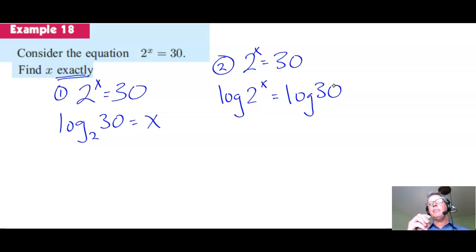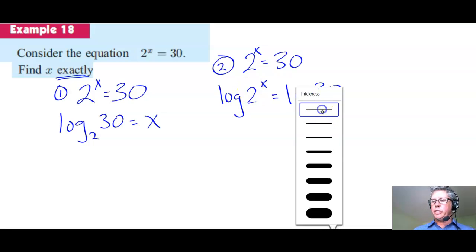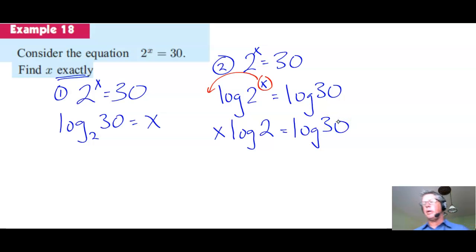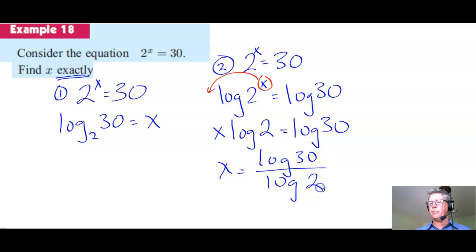Oh yeah, law number 3. If I have this exponent up here, I can pull that out front. And I can illustrate that, of course, in red. Ba-boom. Right? So that's going to be x log of 2 equals log of 30. Now remember, log of 2 or log of 30, those are numbers. So just to solve for x, you get log of 30 over log of 2.